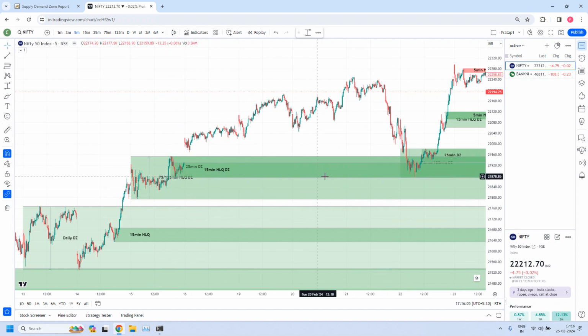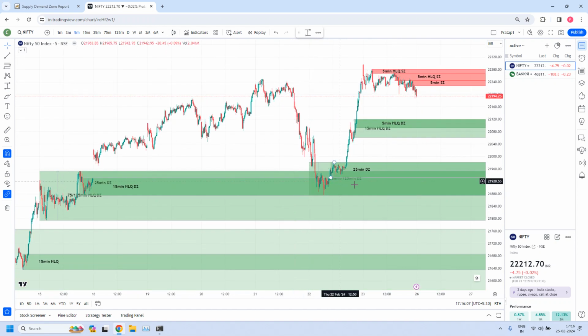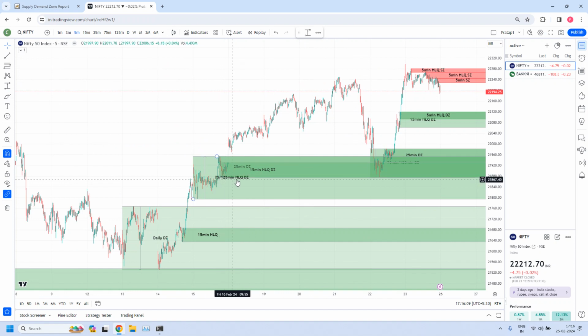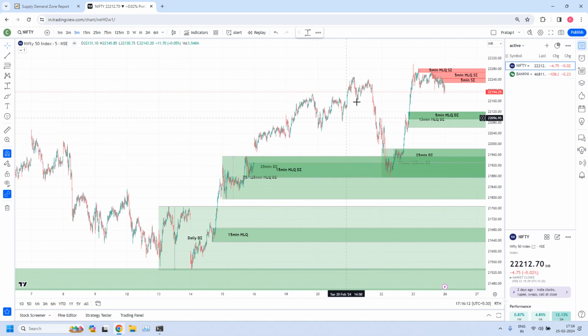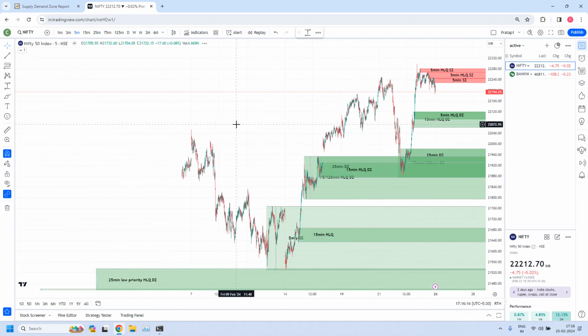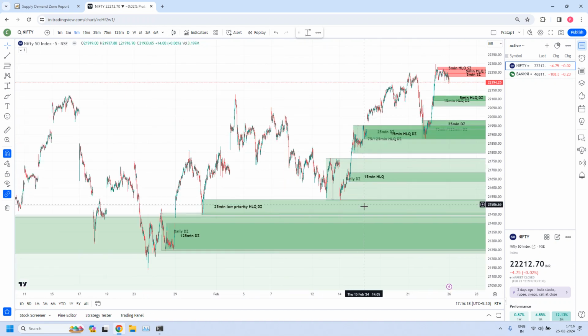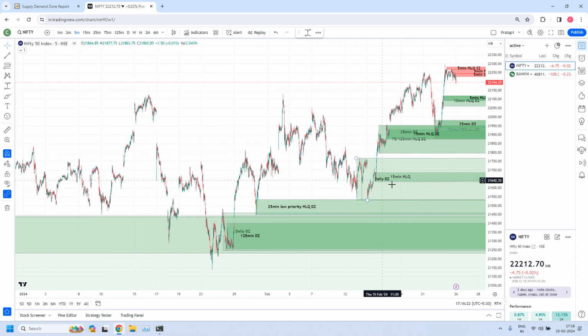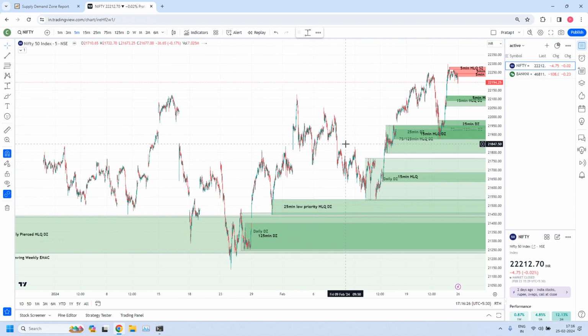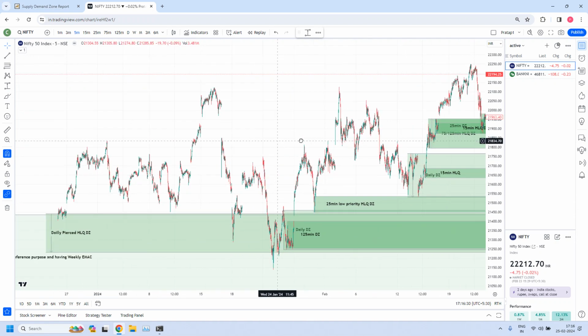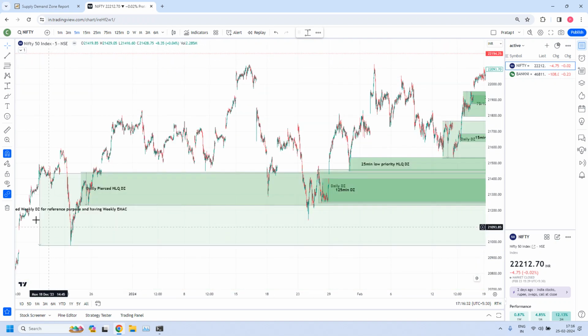The 75 minutes high liquidity demand zone area, it will reach. 75 minutes and 125 minutes, both are high liquidity. If this is also violated, then only will prices enter into the next zone. There is one more 15 minutes high liquidity zone, that also should be violated. Here is a 25 minutes low priority high liquidity zone, which is just above the compromised weekly demand zone we have drawn.